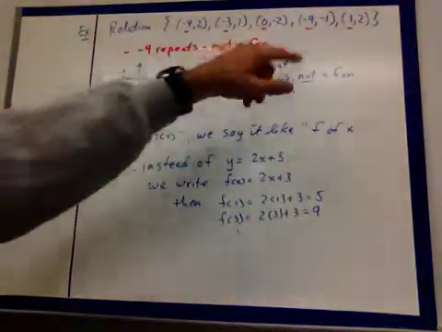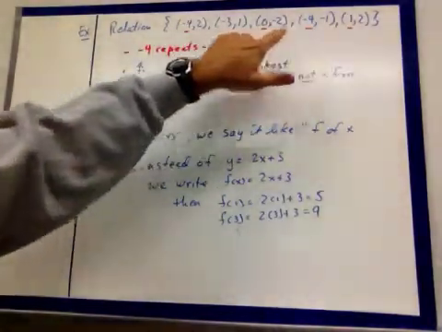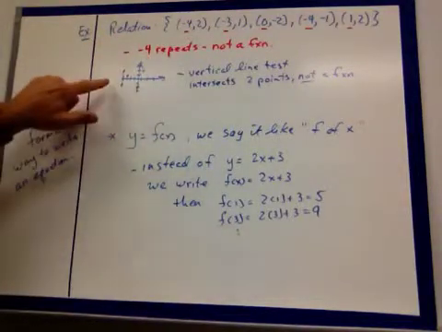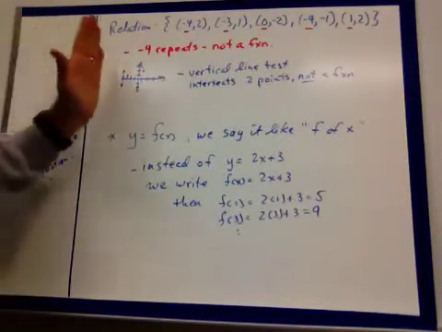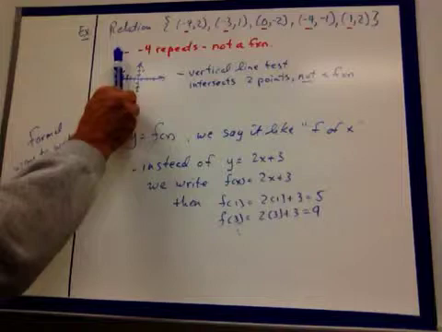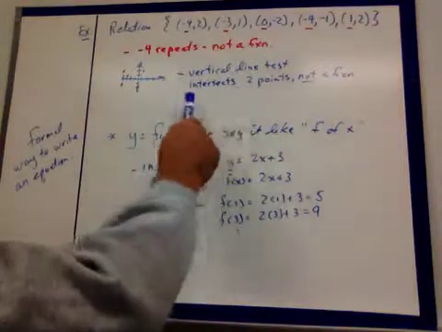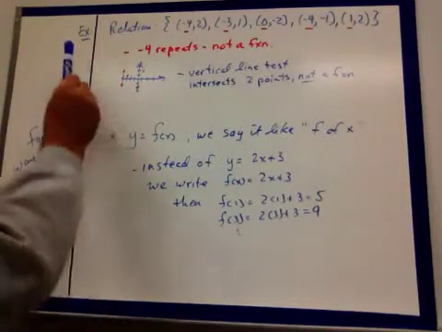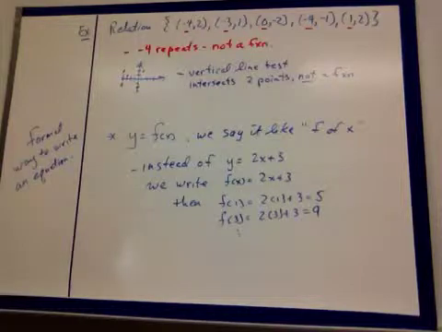Graph right here. Here's my relation. I look up here: -4, -3, 0, -4, 1. -4 repeated, so I know this is not a function. Also, if I look at the graph, there's the -4 twice, and as I take my vertical line across, I hit two points at the same time. That's another reason why it's not a function. So the vertical line test intersects at two points, not a function. If that point wasn't there, and I just go across and only hit one point at a time, then I'd have a function.